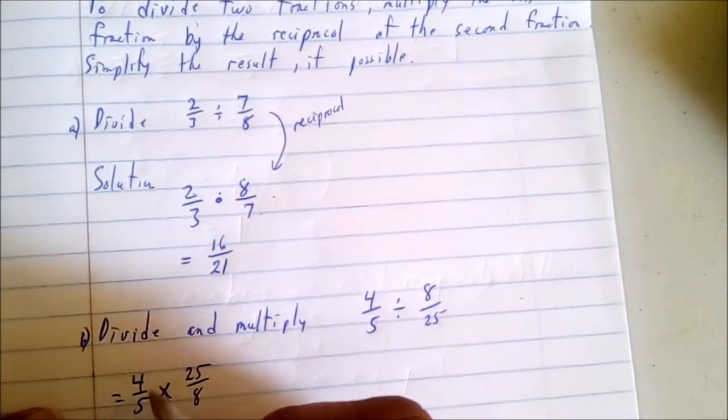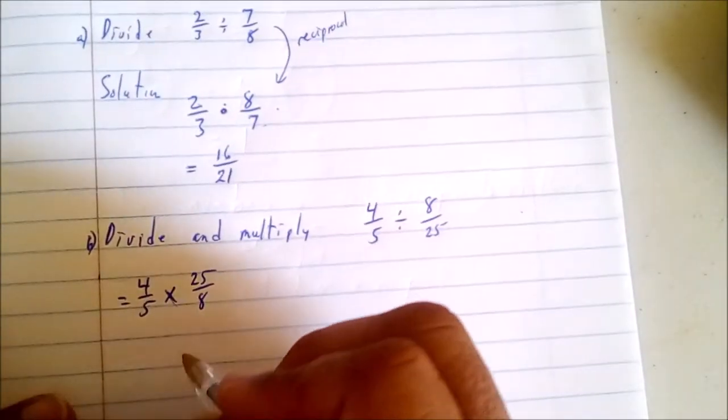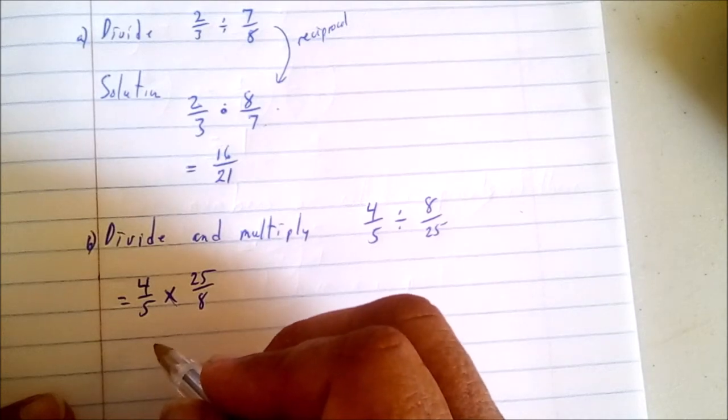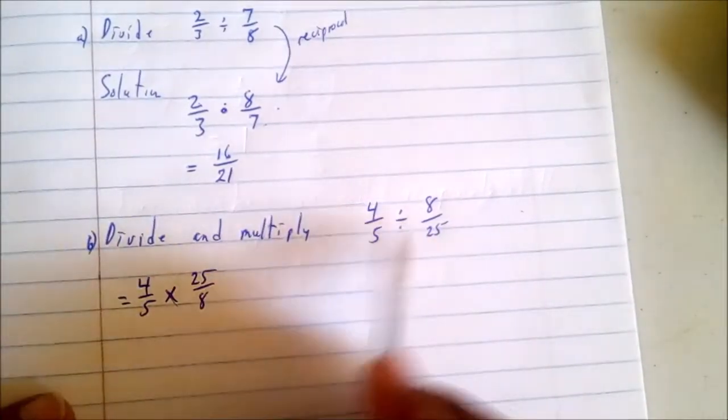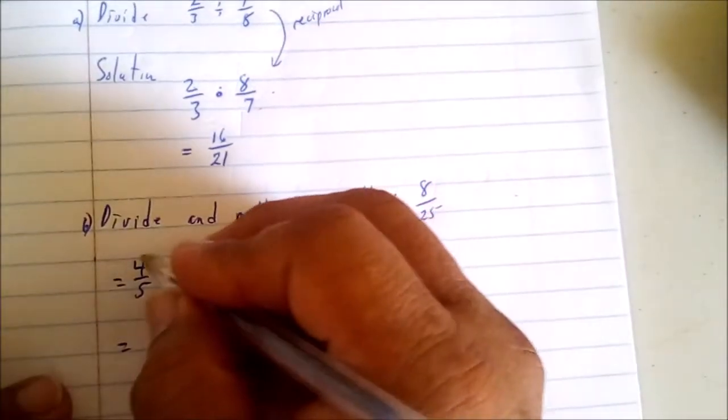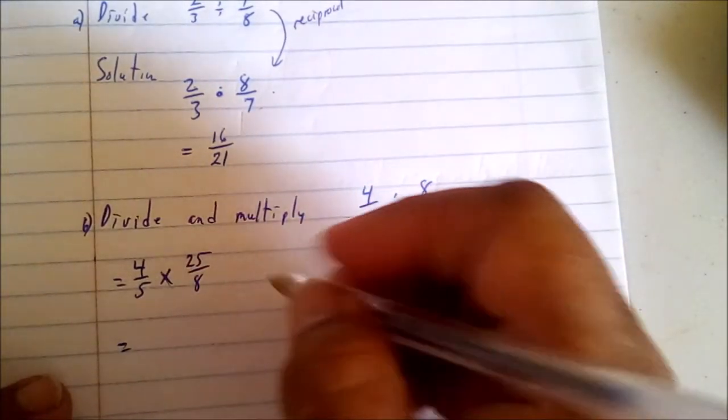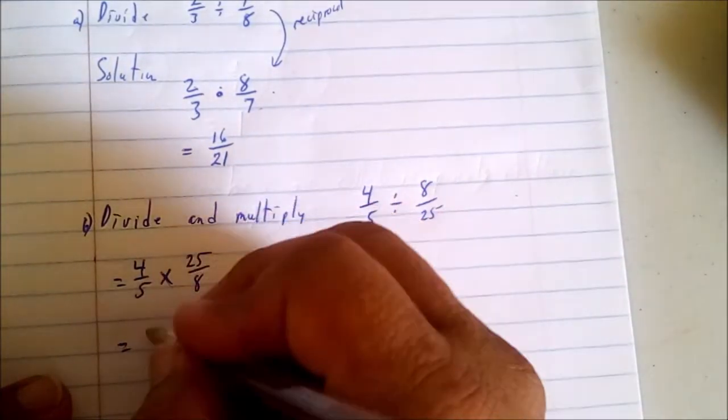You may use the multiplication sign, the dot, or brackets. That's up to you. Why? This is the rule for dividing two fractions. Okay, so solution. Now, since we have inverted our second fraction, we can cancel if we want. So let's break it down to simpler numbers.